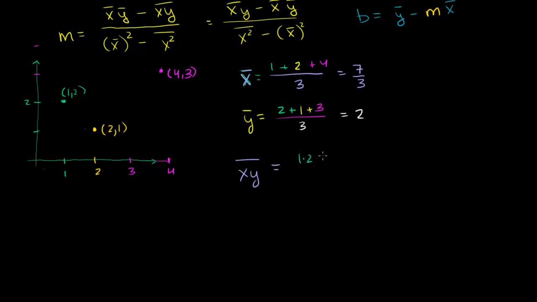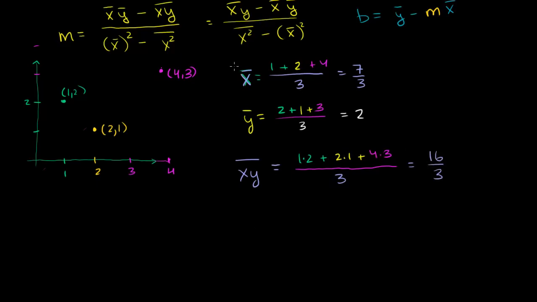So it's going to be 1 times 2 plus 2 times 1 plus 2 times 1 plus 4 times 3 plus 4 times 3. And we have 3 of these xy's, so divided by 3. So what's this going to be equal to? We have 2 plus 2, which is 4. 4 plus 12, which is 16. So it's going to be 16 over 3. Did I get that right? 4 plus 12. Yep, 16 over 3.